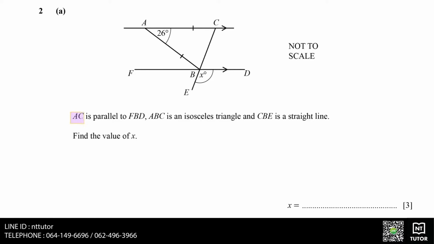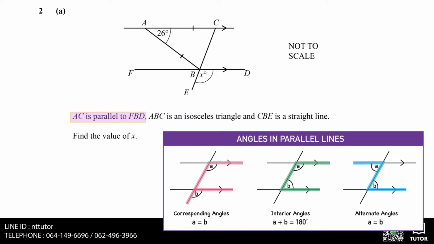AC is parallel to FBD. This means that we can use the rules for angles in parallel lines. In the diagram, we have a pair of alternate angles. So this means that angle ABF is also 26 degrees. We also have a pair of corresponding angles. This means that the angle at C is also equal to x.